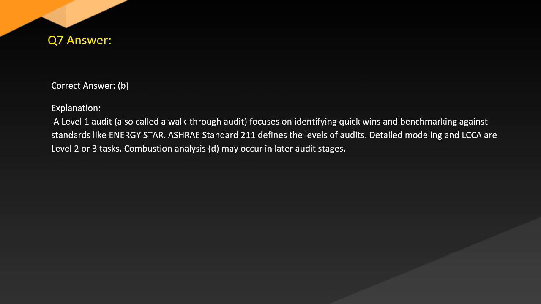Answer. Correct answer: B. Explanation. A Level 1 audit, also called a walkthrough audit, focuses on identifying quick wins and benchmarking against standards like Energy Star. ASHRAE Standard 211 defines the levels of audits. Detailed modeling and LCCA are Level 2 or 3 tasks. Combustion analysis (D) may occur in later audit stages.